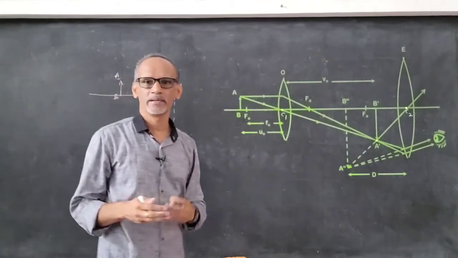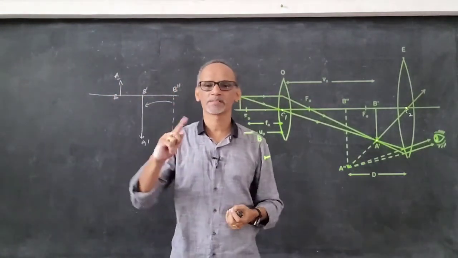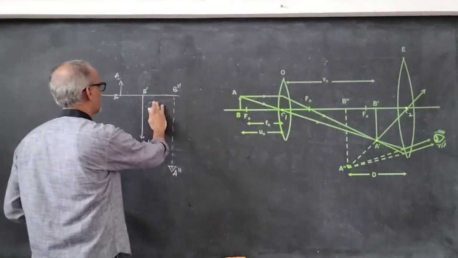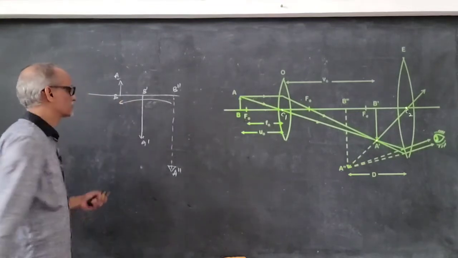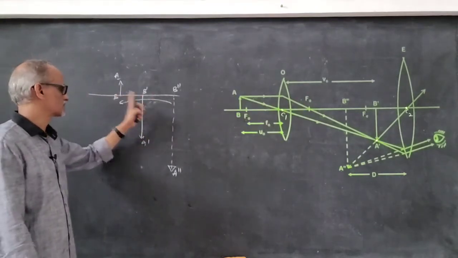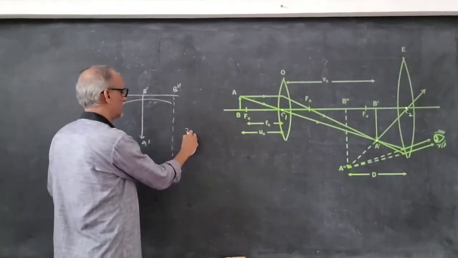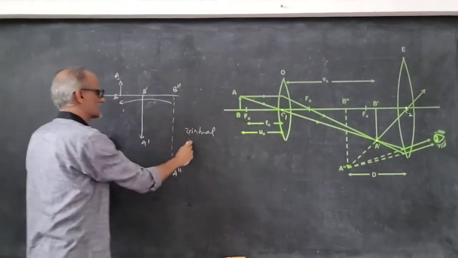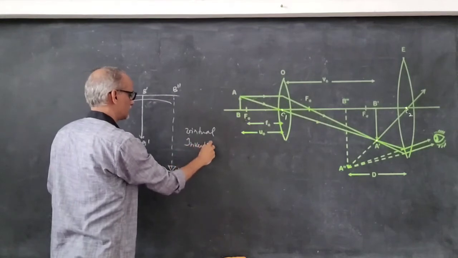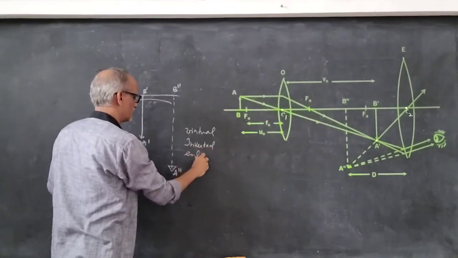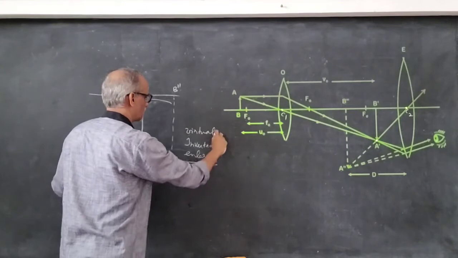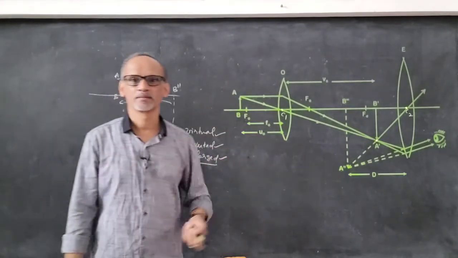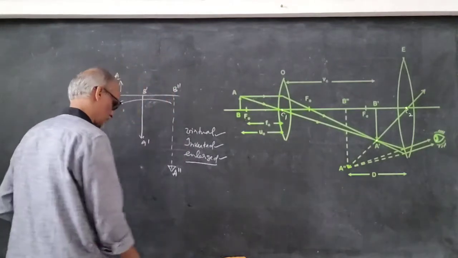But we always find the nature of the image with respect to the real object, which is this. So I have to compare with respect to this. Now when I compare with respect to this, we find that the image is virtual. This is up and this is down. So that means the image is inverted and the image is enlarged. So we get a virtual, inverted, enlarged image using the compound microscope.